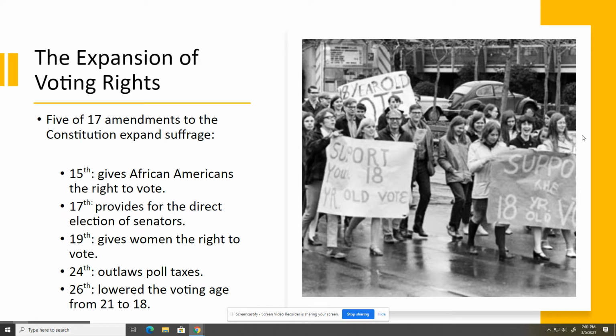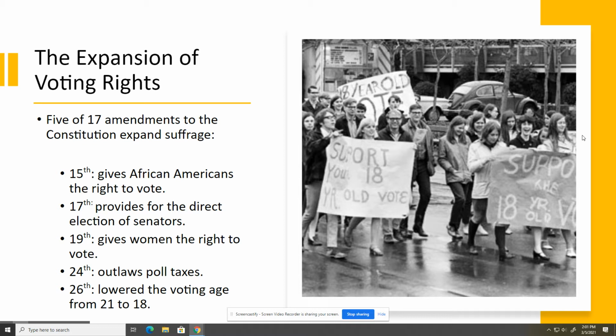So before we get into talking about elections, let's first hit on the expansion of voting rights. Voting requirements are going to be set by states. So voting requirements might vary state to state, but they are subject to constitutional requirements and federal law. 5 of the 17 amendments to the Constitution are going to expand suffrage or voting.